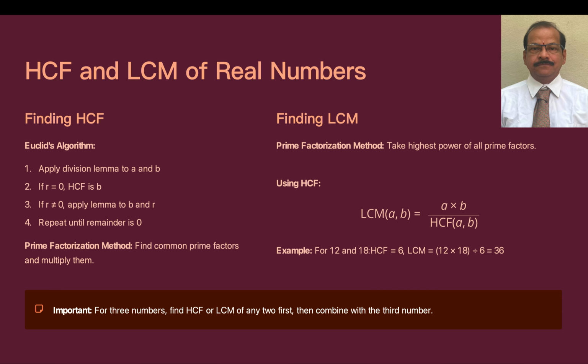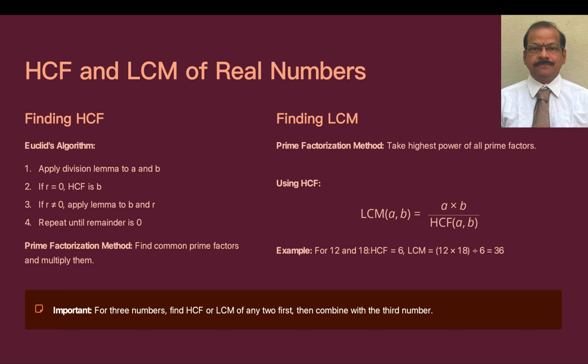Right. So for 12 and 18, for example, these are the two numbers A and B. Then HCF comes to 6 and LCM is 36, because A into B, 12 into 18, divided by 6, which is HCF, comes to 36. Yes, 36 is LCM. 12 and 18 have a common multiple which is the least of its kind, and 36 is the number.